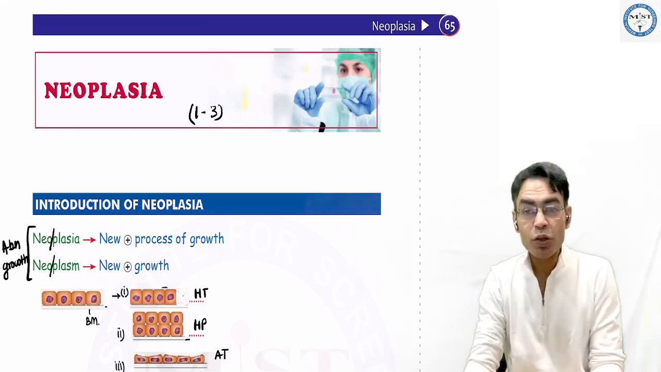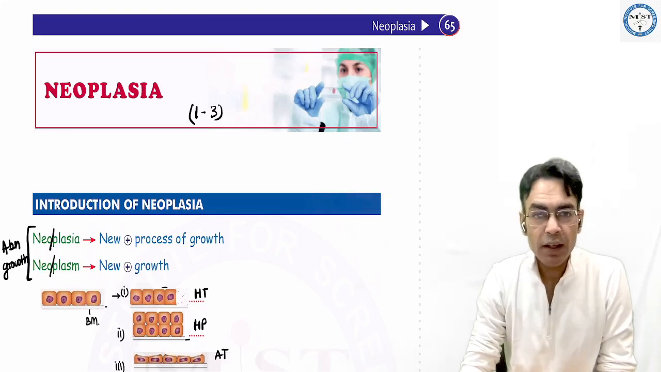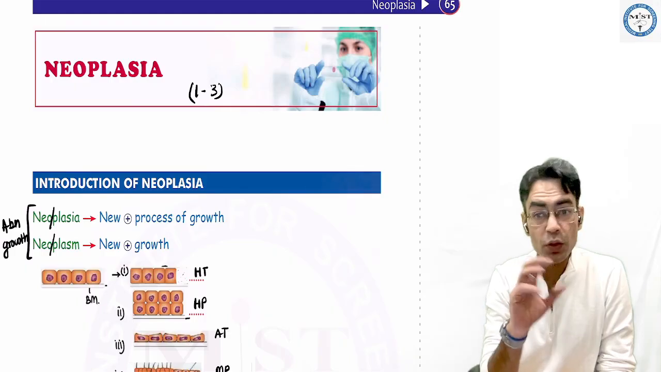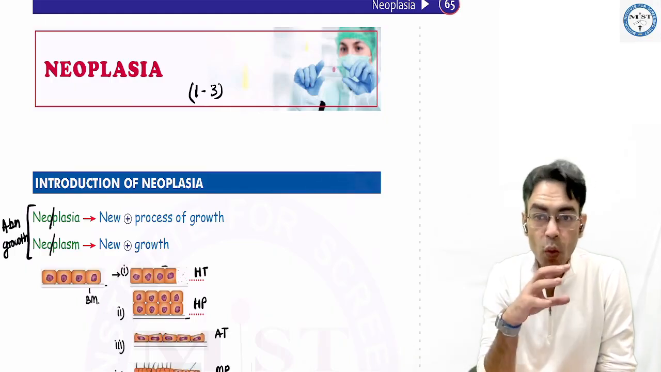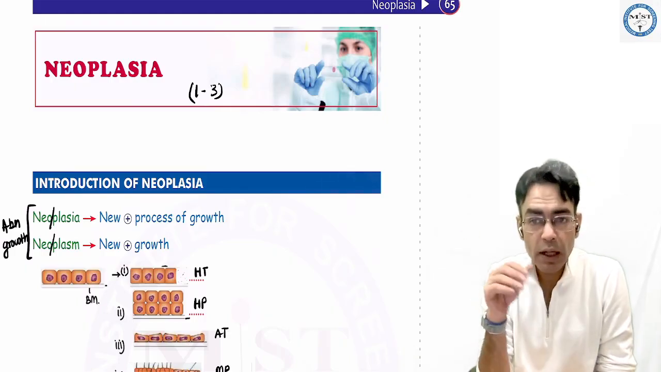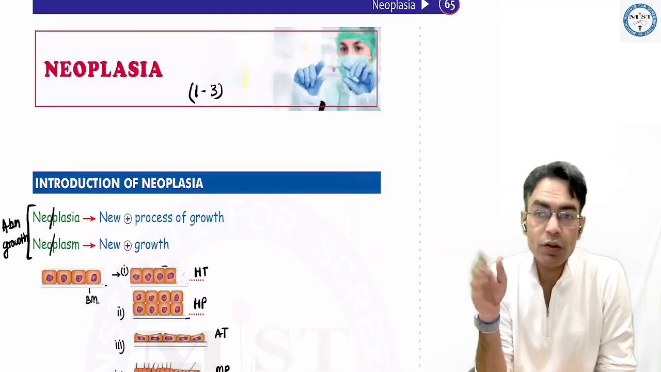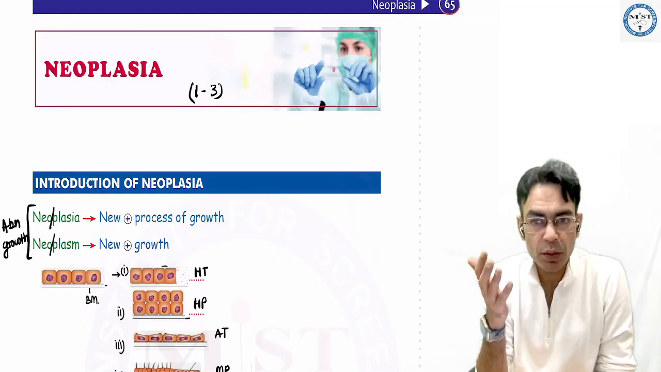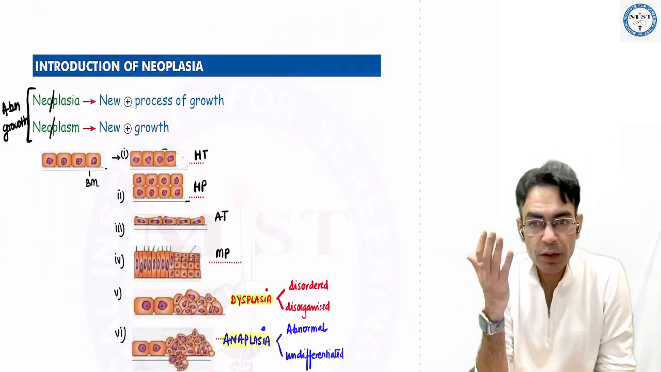Now let's talk about the fourth chapter in general pathology, that is neoplasia. Neoplasia in the exam will have 1 to 2 questions and some clinically correlated questions. They can be more, but directly from the content which we'll be revising, you can have 1 to 3 questions. Now there are 6 new words which you have to understand.